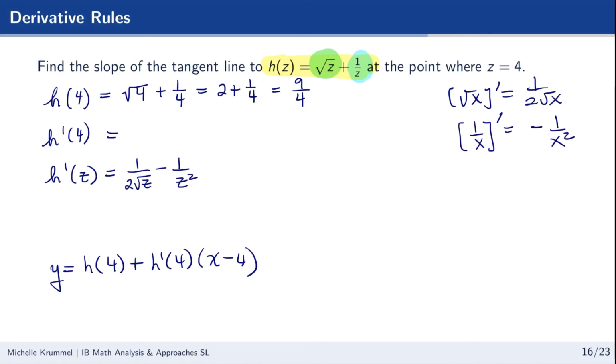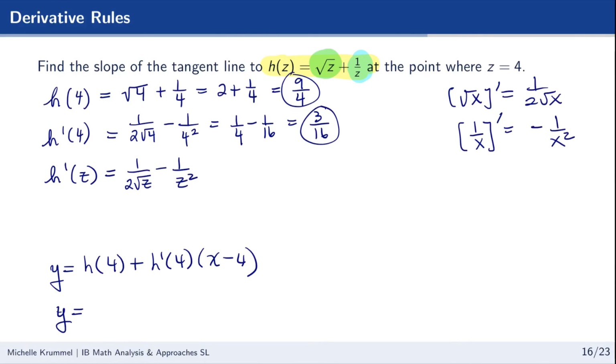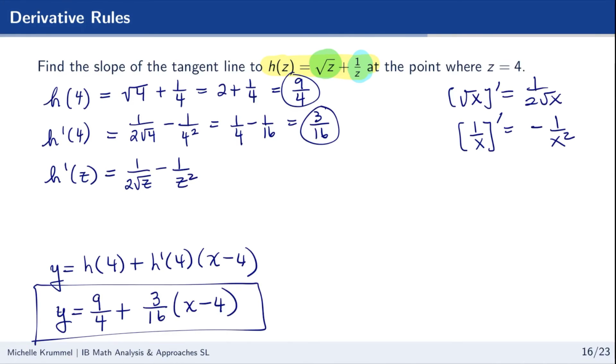Now that we know h prime of z, we can get h prime of 4. So h prime of 4 is 1 over 2 root 4 minus 1 over 4 squared, or 1/4 minus 1/16, or 3 over 16. And now that we have h of 4 and h prime of 4, we can write our tangent line equation. It's y equals 9 over 4 plus 3 over 16 times x minus 4. Writing the equation of a tangent line is something that we're going to continue to do throughout this course.